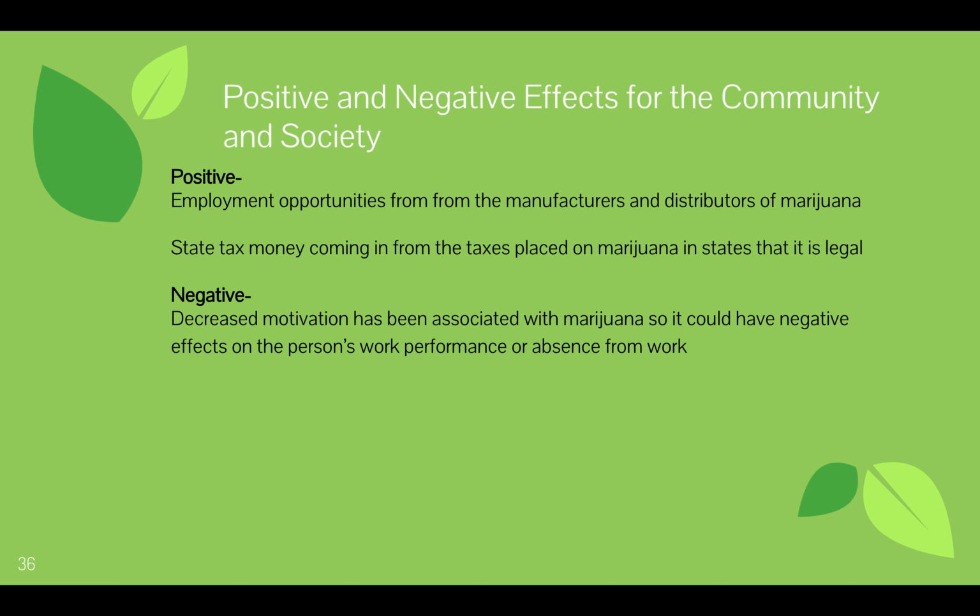Positive and negative effects for the community and society. Positive, employment opportunities from the manufacturers and distributors of marijuana. So there are employment opportunities for people in the community and society. The state tax money coming in from the taxes placed on marijuana in states where it's legal will help the community. Negative, decreased motivation has been associated with marijuana, so it could have a negative effect on a person's work performance or cause increased absences from work.